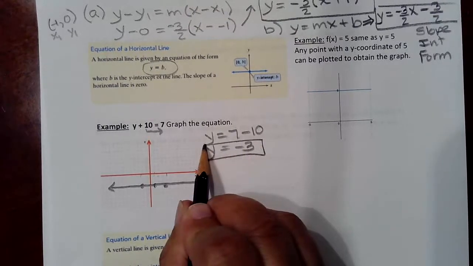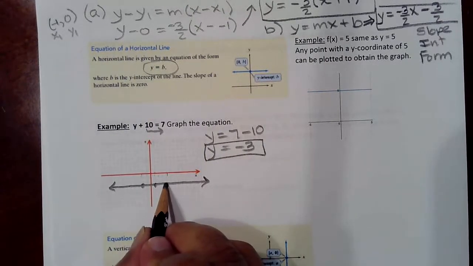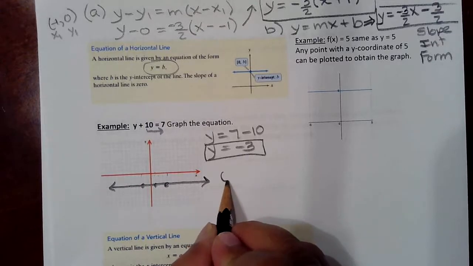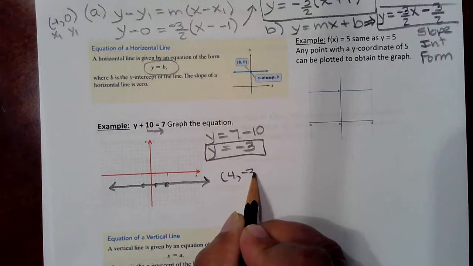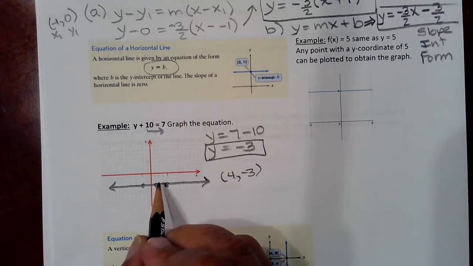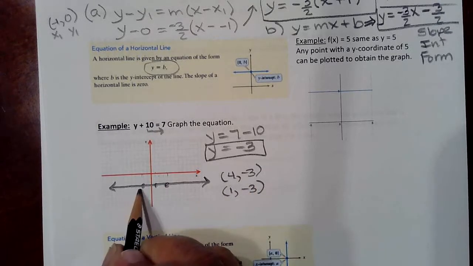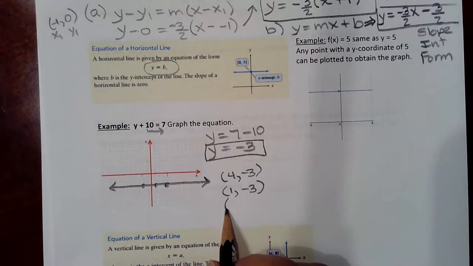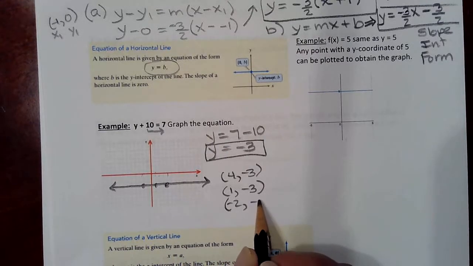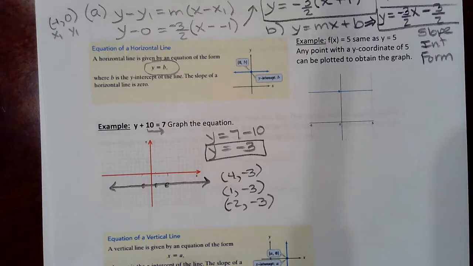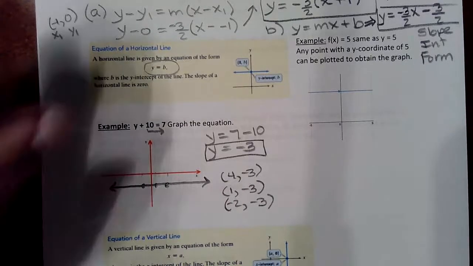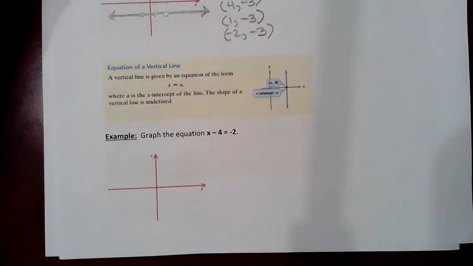So what I just did is plot several points where the y value is negative 3. I plotted 4, negative 3, and you could have picked any point you wanted. I picked 1, negative 3, and I also picked negative 2, negative 3. So anything would have been good, but everything on this line has a y value of negative 3.